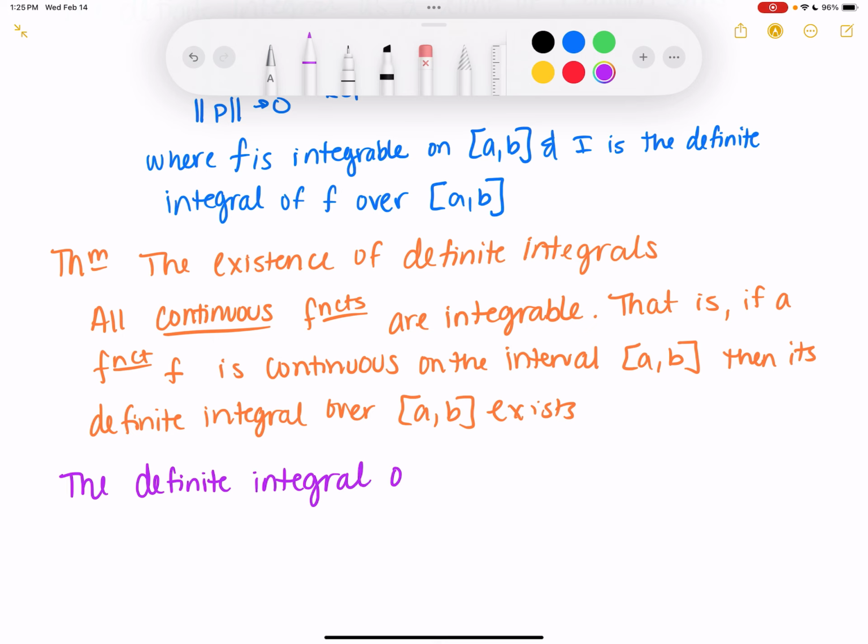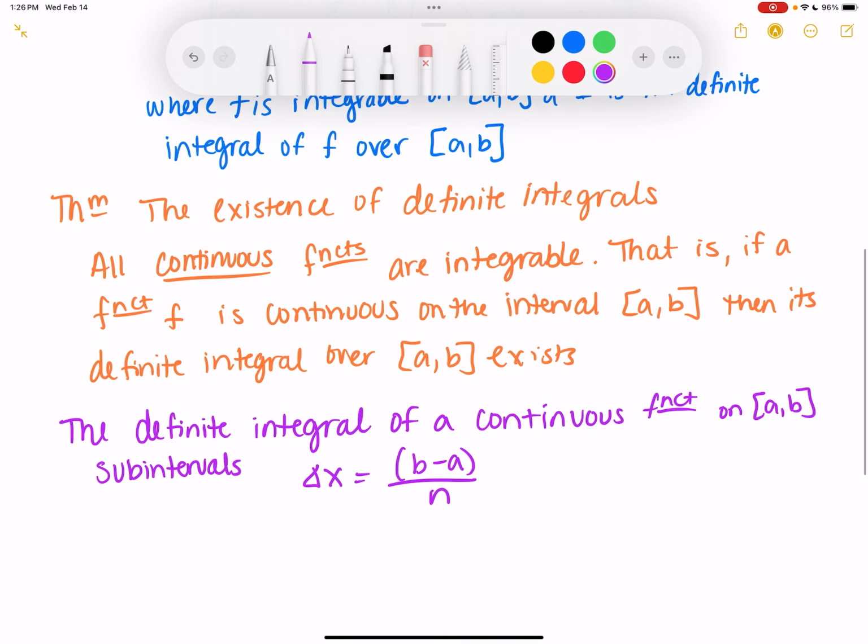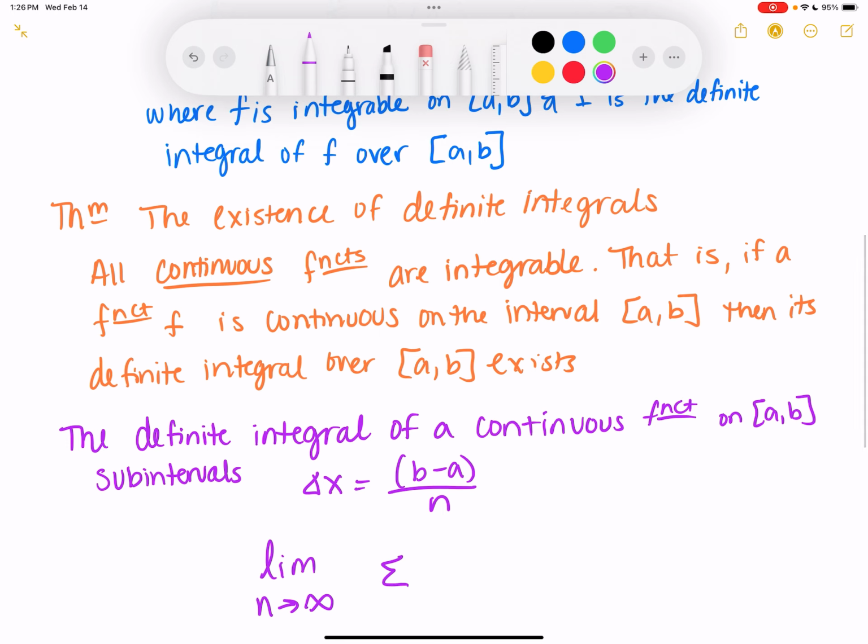The definite integral of a continuous function on the interval a to b, with subintervals delta x equal to (b minus a) over n, gives us the limit as n approaches infinity of the summation from k equals 1 to n of f of c sub k times delta x. Limits are coming back, in case you'd forgotten about them.